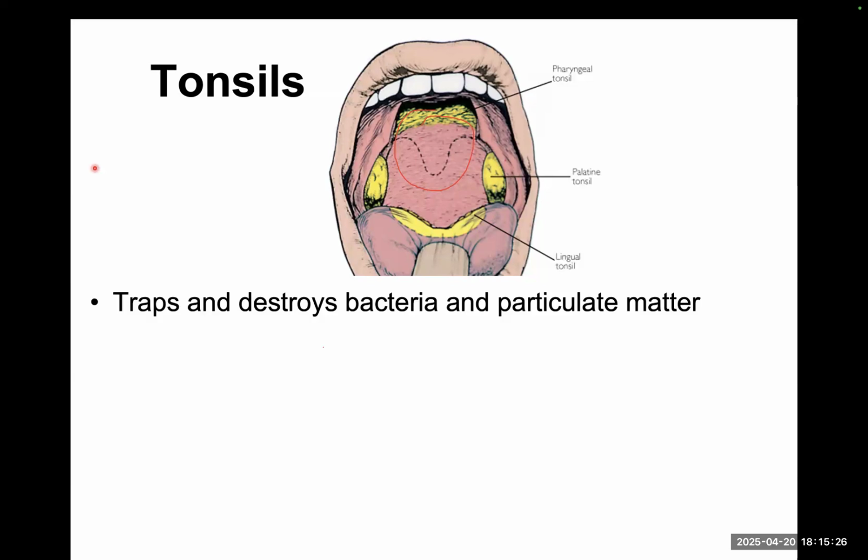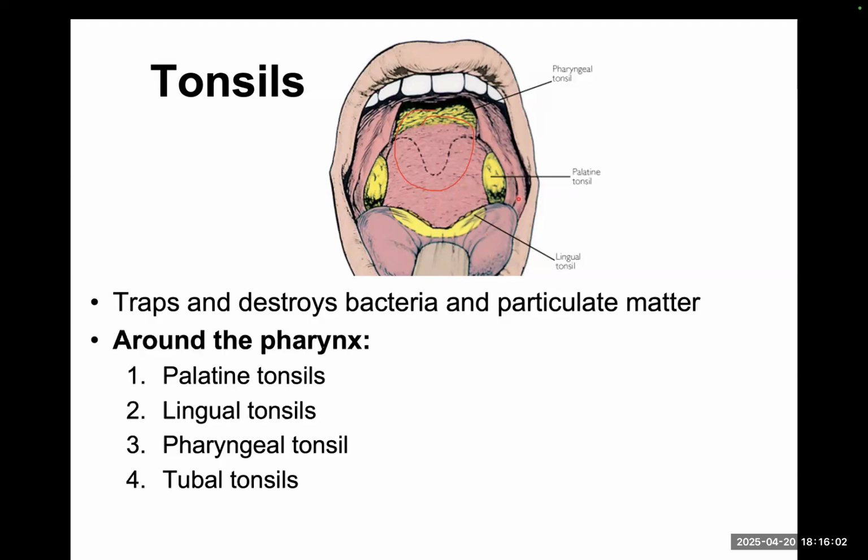You have the palatine tonsil here, that's on the sides at the back of your mouth, on the soft palate. And then you've got one in the back that's called the pharyngeal tonsil. And then this one is the lingual tonsil, lingual means tongue. So that's called the lingual tonsil. So on top at the hard palate, that's going to be the pharyngeal, the lingual is under your tongue, and the palatine is on the soft palate. There's another one that's called the tubal tonsil. Tubal tonsils are going to be in the pharynx.